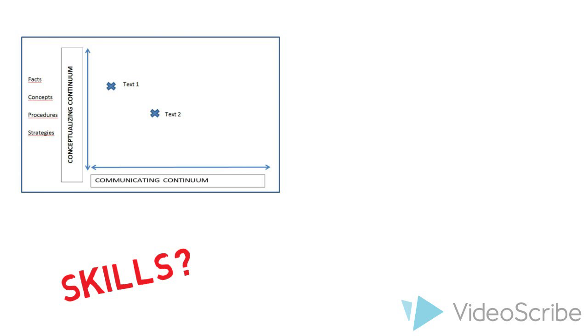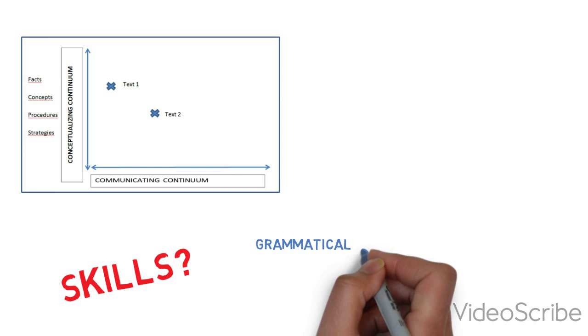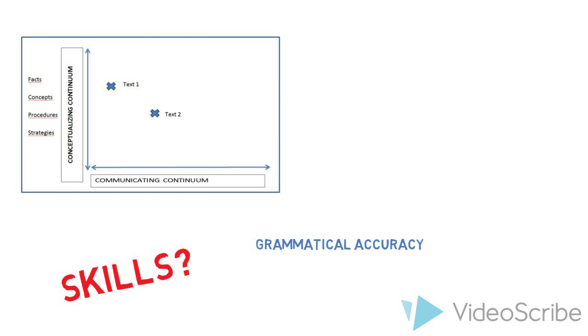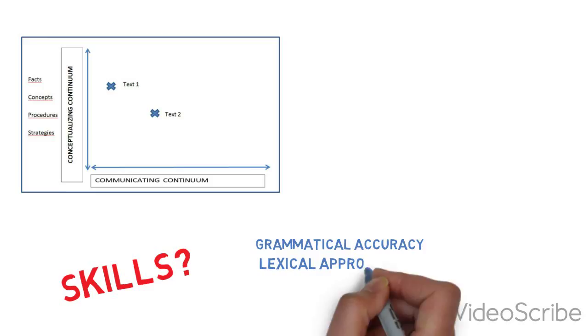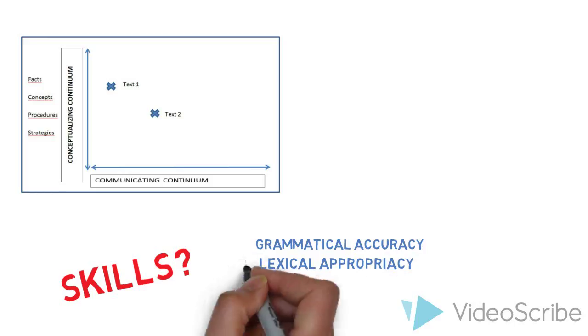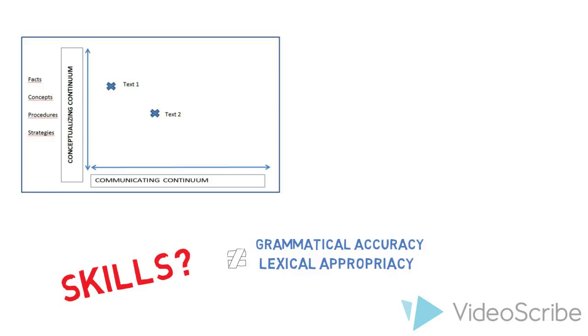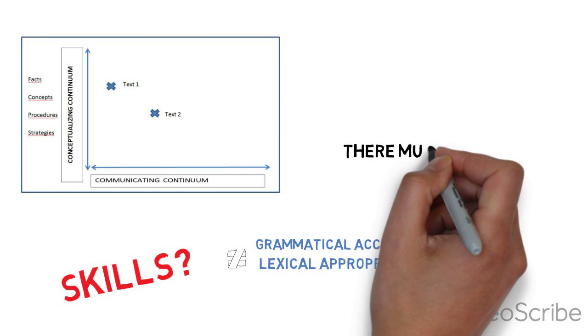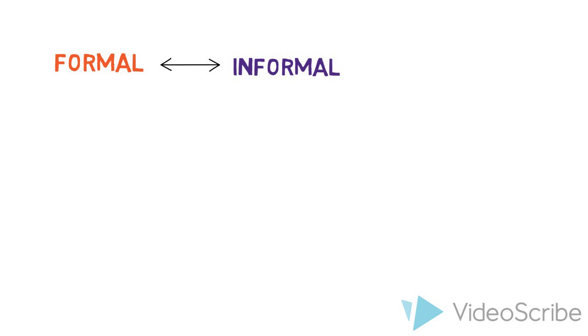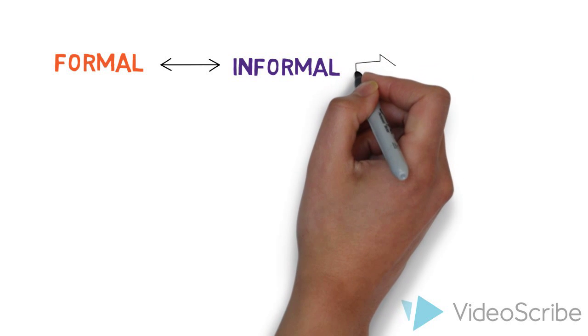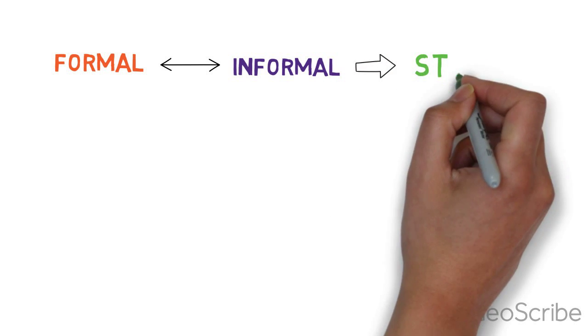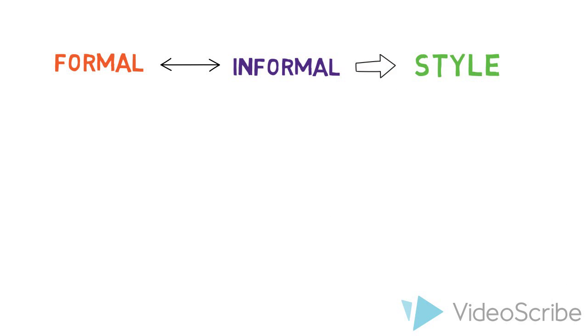Often, when we think about successful and unsuccessful student production, we think of it in terms of grammatical accuracy and lexical appropriacy. While both these concepts are important, they are not enough to capture the difference between a good and a weak text. Thinking of the texts our students write, we can quite easily see that some are more informal than others, so the style of the text produced will be one of the dimensions of the communicating continuum.